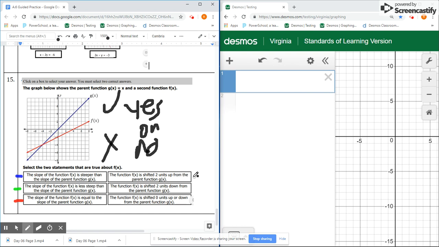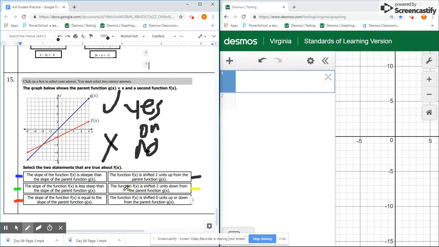Okay, fourth one. The function f of x is shifted 2 units up from the parent function. So this red function f of x, is it shifted up 2 units from g of x? So if you started at g of x and you moved up 2 units, would that be f of x? Yes or no?